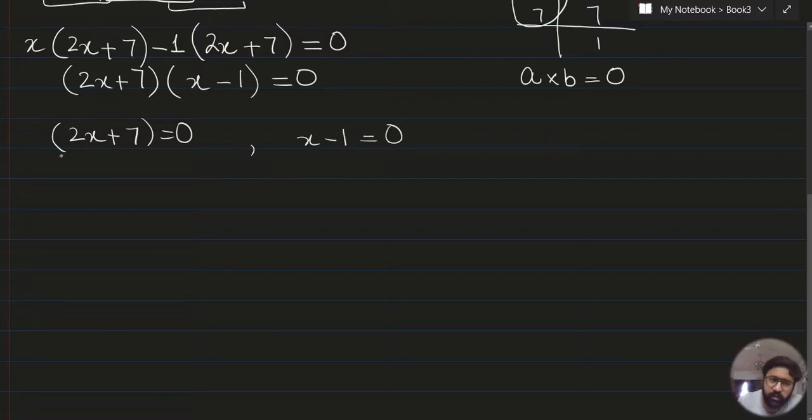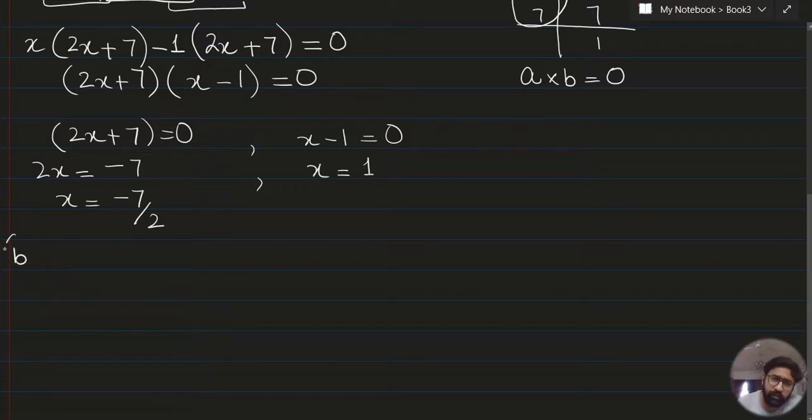So we are going to get one answer from this equation. Like terms on one side, this plus 7 is being added over here, it will go to the other side, it will get subtracted, and we are going to get x is equal to minus 7 over 2. And same is the case over there, x is equal to plus 1.